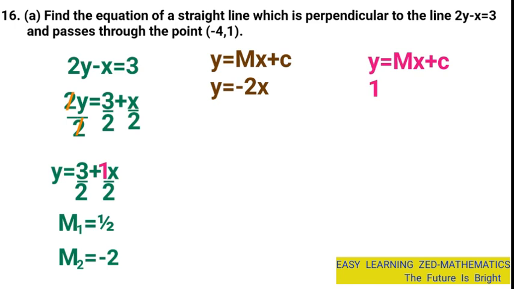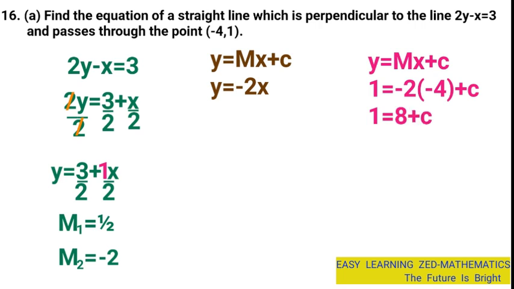Okay, so I'm going to write 1 is equal to negative 2, the gradient we found, multiplied by x. What is the value of x in those points given in the question? It's negative 4. So I'm going to multiply by negative 4, then plus c. Now remember, we just want to find the value of c so that we can put it in that equation. So 1 is equal to negative 2 multiplied by negative 4, which gives us 8, which will be added to c in order for us to get 1.